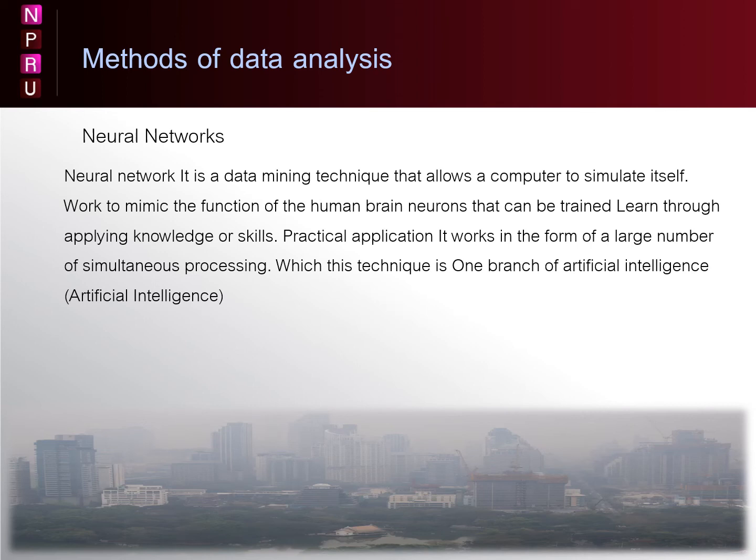And the other technique, the neural network. Neural network is a data mining technique that allows a computer to simulate itself, to mimic the function of the human brain neuron, that can be trained and learned through applying knowledge or skills. In practical application, it works in the form of a large number of simultaneous processing, which is one branch of artificial intelligence.